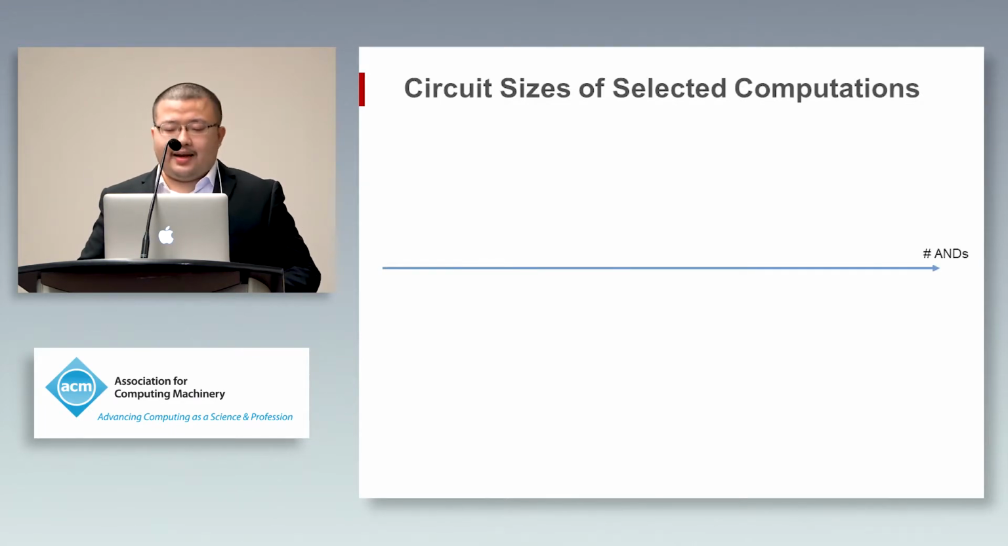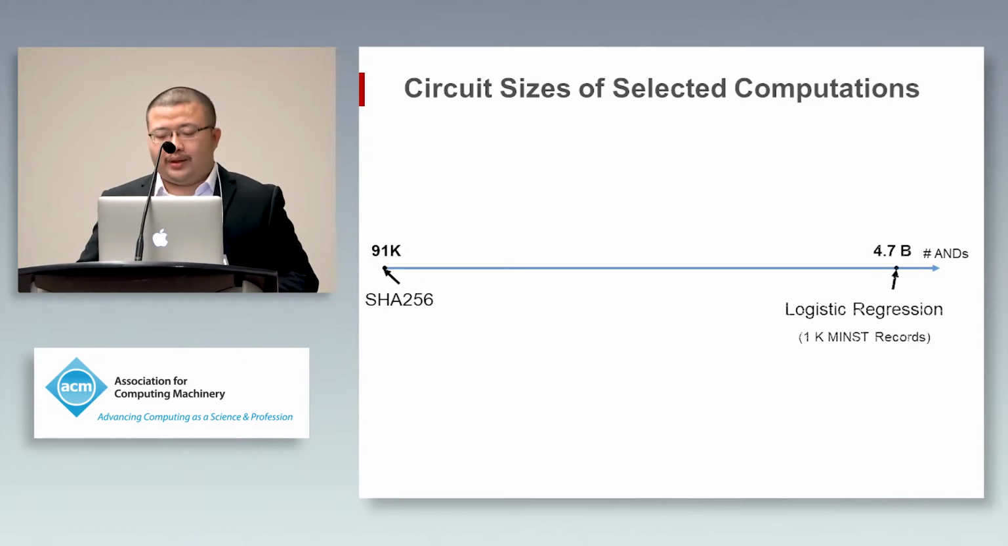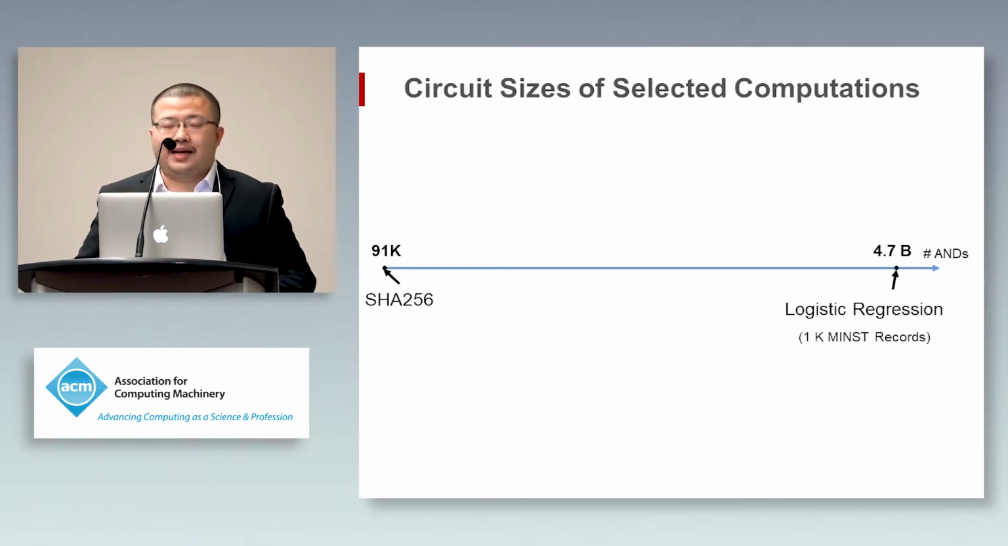Well, there's still a big gap between the state of the art and the real-world demands. The typical application size explored is still at the 1,000-gate level. For example, SHA-256 contains only 91,000 gates. However, real-world applications are way larger.